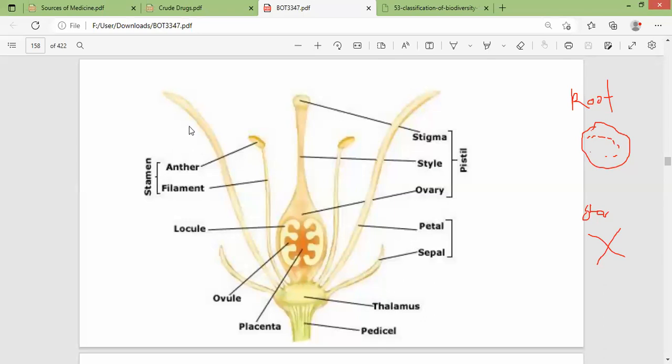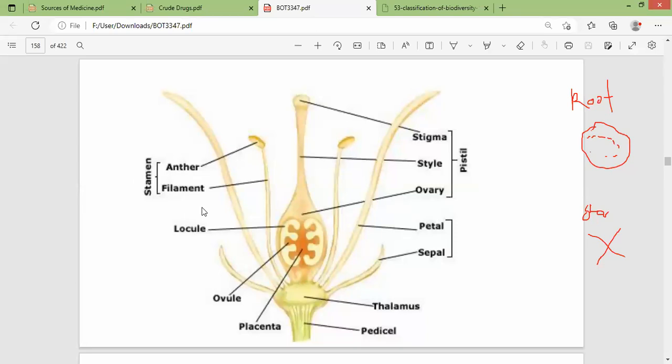Then we have the petals. The petals, we know they are the ones that are brightly colored, pink, green, to attract pollinators. They attract the pollinators, the likes of bees. Then let's go to the anther and the filament. The anther and the filament form the male portion of the plant, the male reproductive portion.